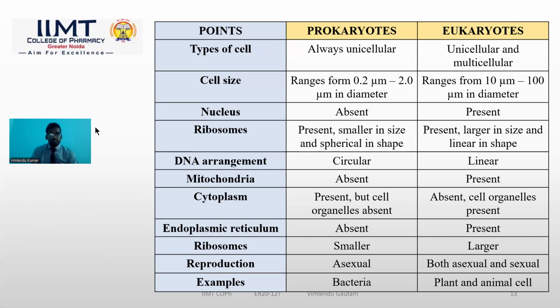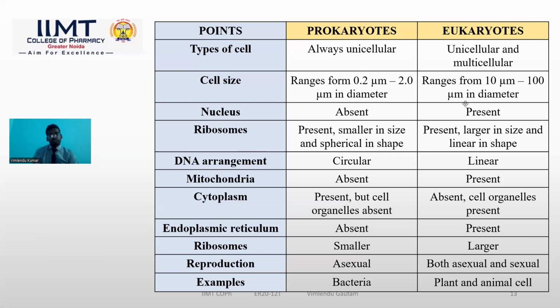Cell size. In prokaryotes, cell size ranges from 0.2 micrometer to 2 micrometer in diameter, whereas in eukaryotes, cell size ranges from 10 micrometer to 100 micrometer in diameter. Nucleus is absent in prokaryotes, whereas it is present in eukaryotes.